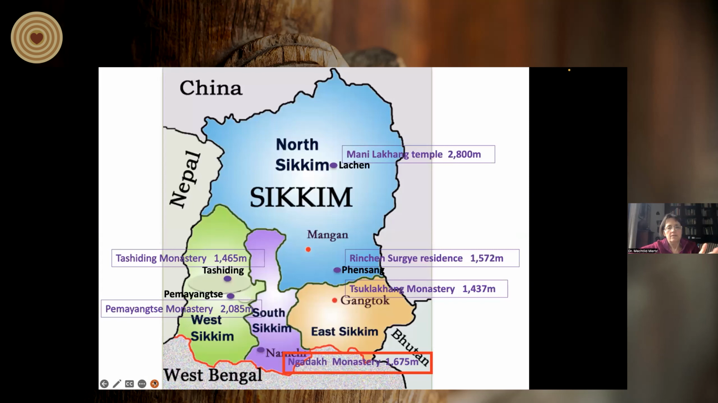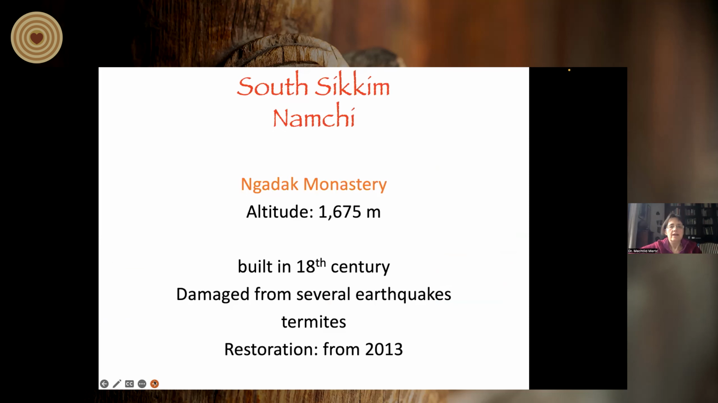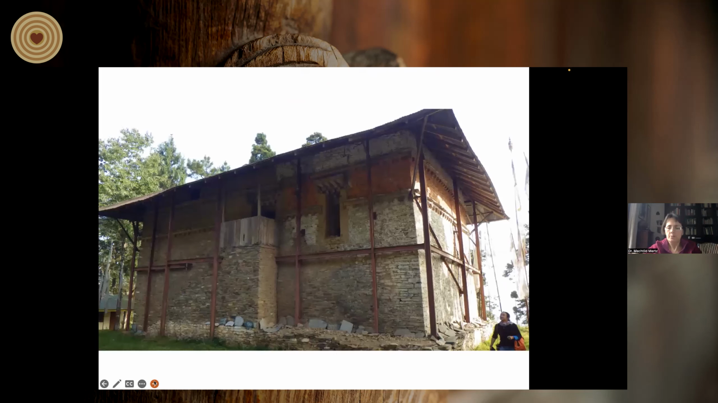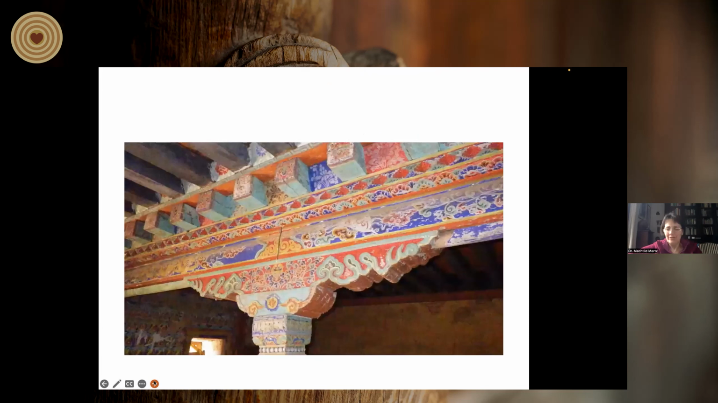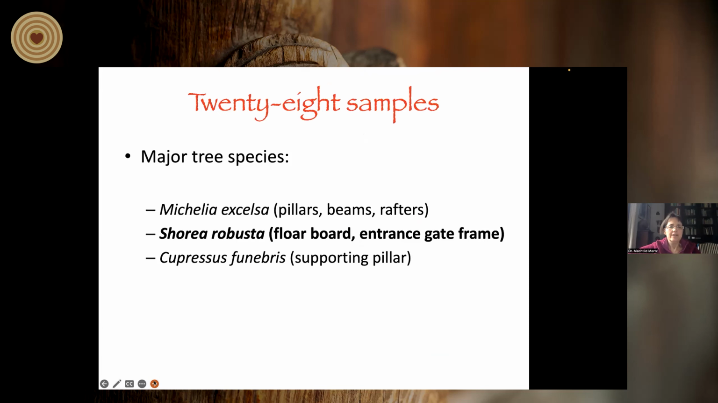Then in the southern part, in southern Sikkim, they had this Nadak monastery, and you see it was very much damaged by earthquakes. Earthquakes are very frequent there. So you see this building was damaged and it was restored. And you see one inside as it looks, and my wood identification showed that there's a lot of Michelia used, but also Shorea and Cypress.